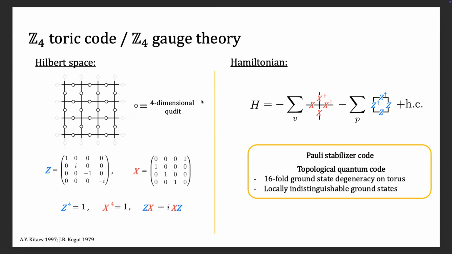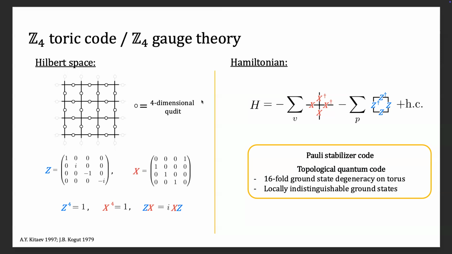So for the Z4 gauge theory, we can write down a similar Hamiltonian. But here, we need to be a little careful about the dagger, because there's a factor of i. So i and minus i are different. We need to make sure we put the dagger in the right place, such that the plaquette and the vertex terms commute.